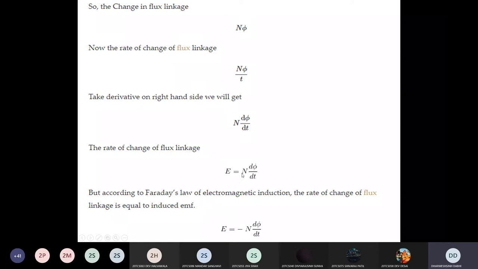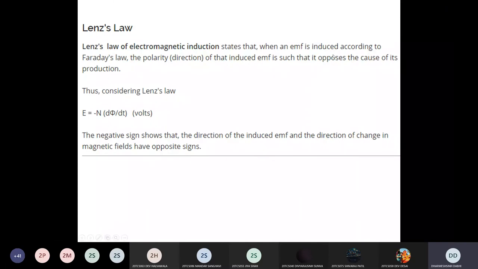So induced EMF E is not positive N d phi by dt. It is negative N d phi by dt, because the induced EMF direction opposes d phi by dt, opposes the cause of production of E. Generally, they produce the energy that opposes current. And that phenomenon, or that law, is called Lenz law. Lenz law says that when EMF is induced according to Faraday's law, the polarity or the direction of the induced EMF is such that it opposes the cause of its production. What is the cause of the production of this EMF? Rate of change of flux, d phi by dt. So that's why this negative sign shows that the direction of induced EMF and the direction of change in the magnetic field are in opposite directions.